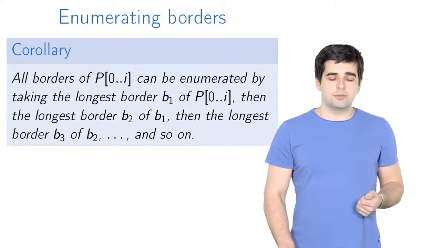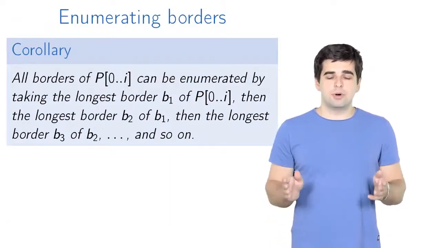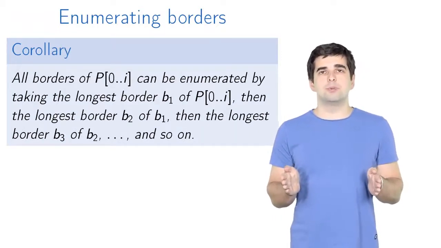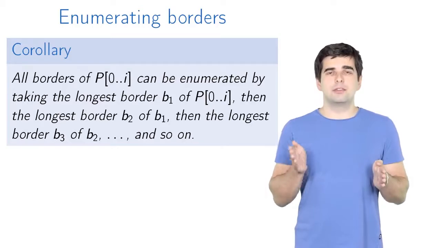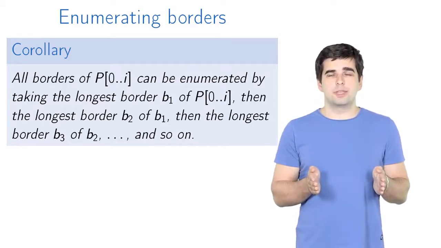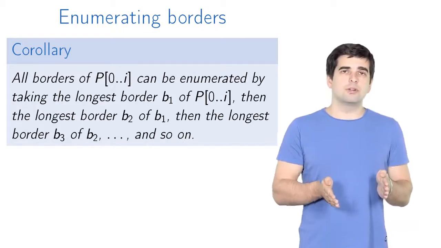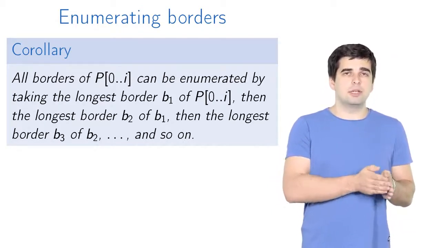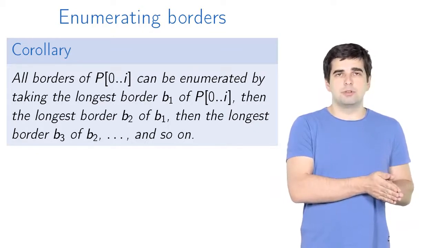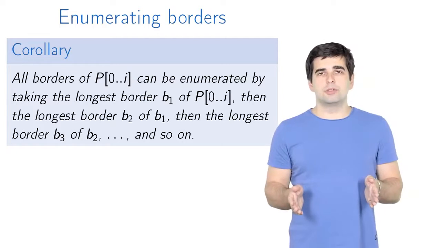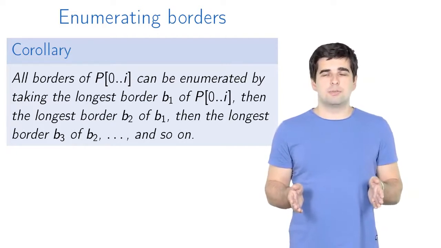And the useful corollary from that is that all the borders of any prefix of the pattern can be enumerated in the following simple way. First, we take the longest of the borders. And then we find the longest border of that string. And then we find the longest border of that string, and so on until we get an empty string as a border. And by the end, we have gone through all the borders of the initial prefix of the pattern.